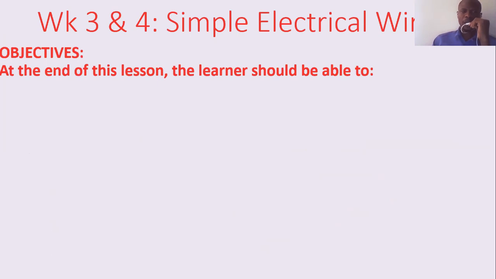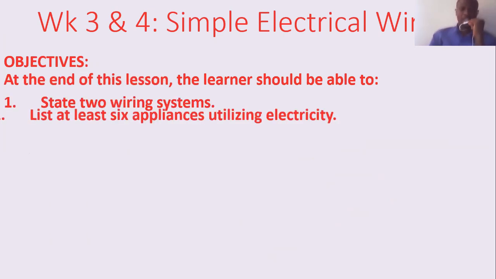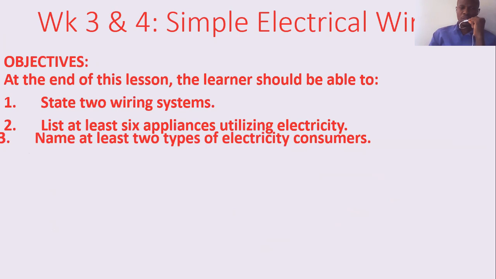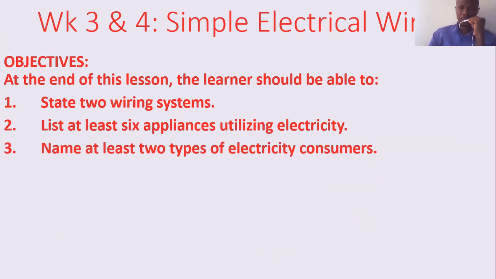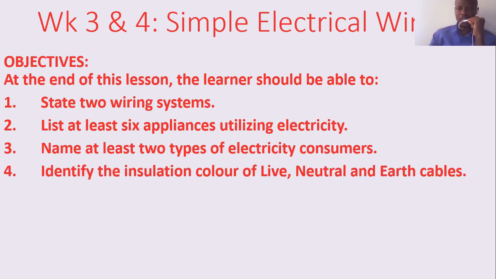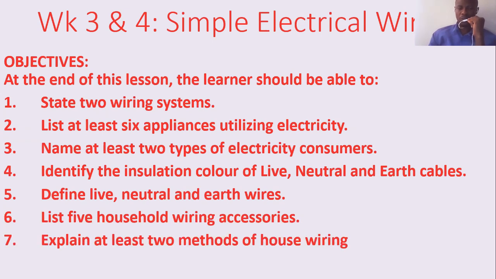The objective at the end of this lesson: the learner should be able to say two wiring systems, list at least 6 appliances utilizing electricity, name at least 2 types of electricity consumers, identify the insulation color of live, neutral, and earth cables, define live, neutral, and earth wire, list 5 output wiring accessories, and lastly, explain at least 2 methods of house wiring. So let's go into the detail of the topic.